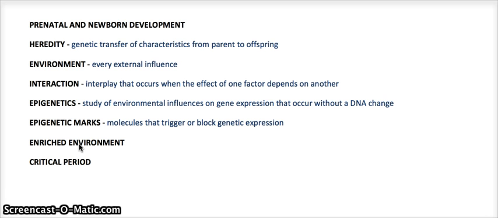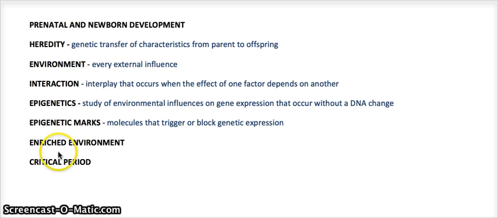After 60 days, they killed the rats and looked at their brains. And the rats that had been in this enriched environment, their brains were 7 to 10% heavier. They had more neurons, they had more dendrites specifically, they had more myelin around their axons. They had better brains because of that environment. So your environment plays a role in your development.